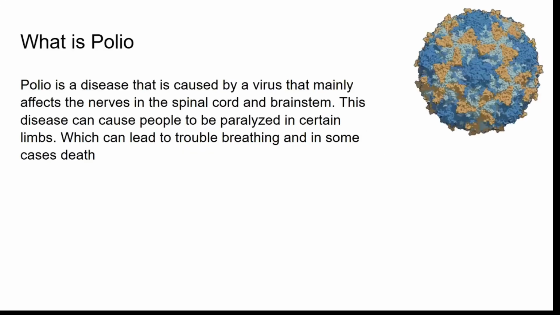So what is polio? Polio is a disease that is caused by a virus that mainly affects the nerves and the spinal cord in the brain stem. The brain stem is the part of your brain that controls basic things your body needs to stay alive, like breathing, heartbeat, and sleeping. This disease can cause people to be paralyzed in certain limbs, which can lead to trouble breathing and in some cases, death.